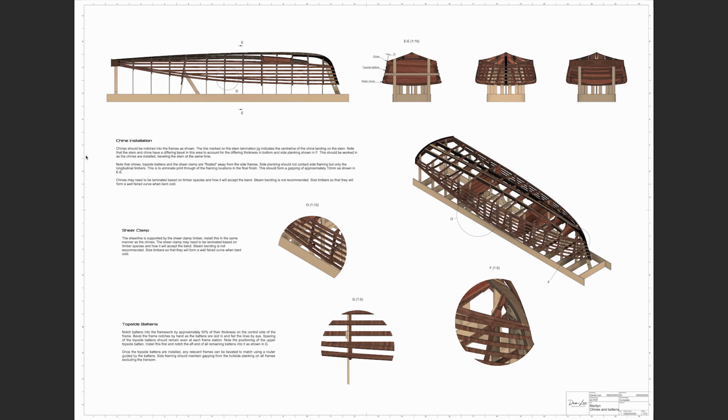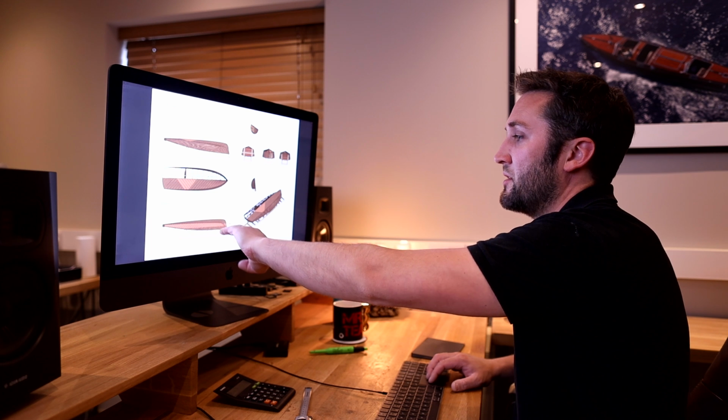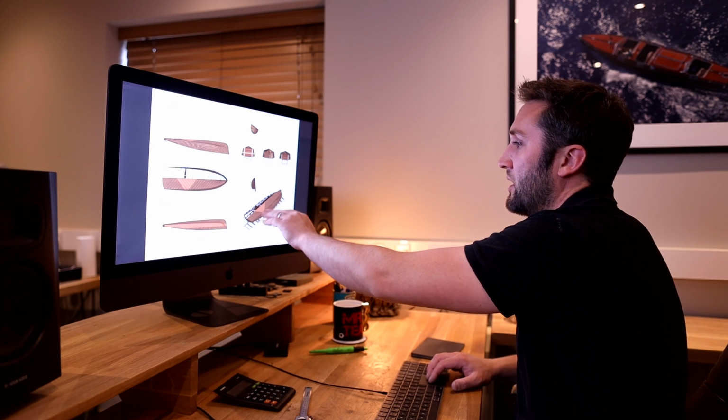Then we look at sort of topside batten installations. So here you can see the process for cold molding the boat. So we've got the inner layers for the side, longitudinal planking, and then we've got the three diagonal layers that form the bottom of the boat.